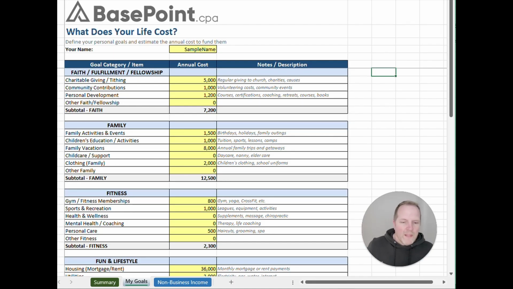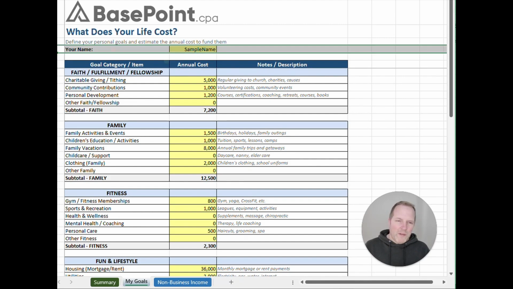So let's dive in. I'm going to start with the My Goals tab. There are 3 tabs on the sheet here. There's a summary, there's a My Goals, and there's a non-business income. I'll introduce each of them. Very tempted to click on the summary right off the bat, but you'll get distracted with all the stuff that's on there. So let's work through this in orderly fashion here.